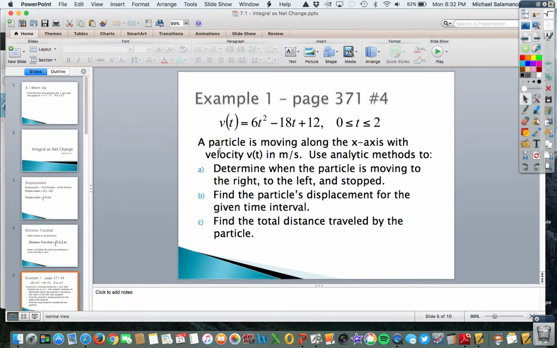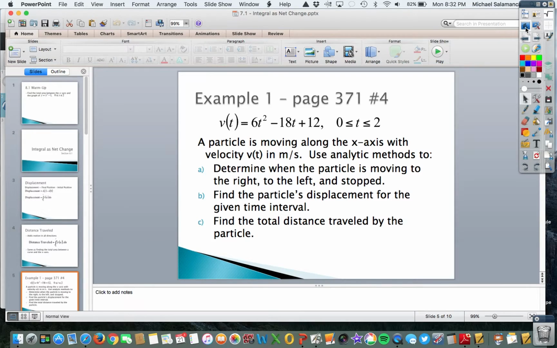It says v of t is equal to 6t squared minus 18t plus 12 from 0 to 12. In this particular case, it talks about a particle that's moving along the x-axis with a velocity of v of t in meters per second. So they want us to A, determine when the particle is moving to the right, to the left, and when it's stopped. Also, we want to find the particle's displacement for the given time interval. So remember, this is talking about where they are located, not how far they've traveled. And finally, we want to find the total distance traveled by the particle.